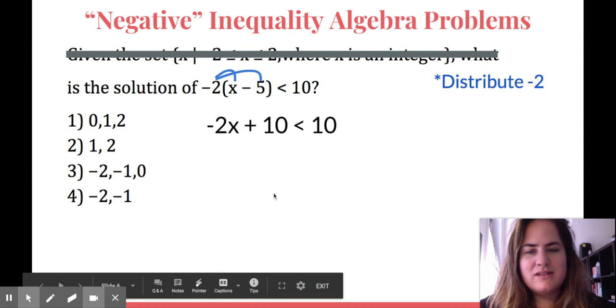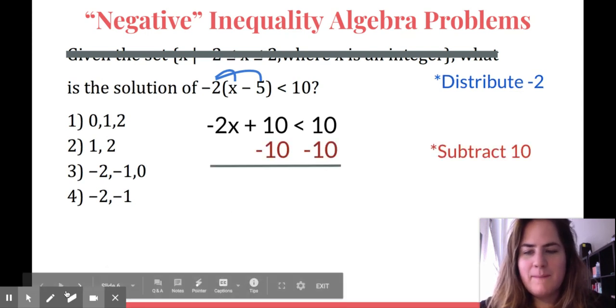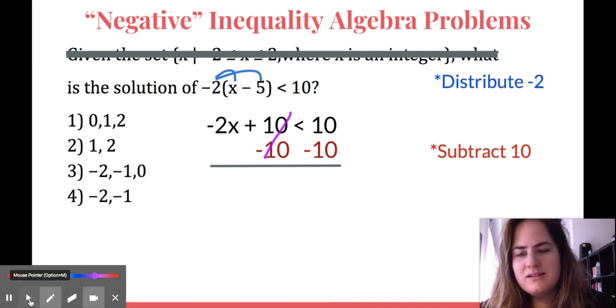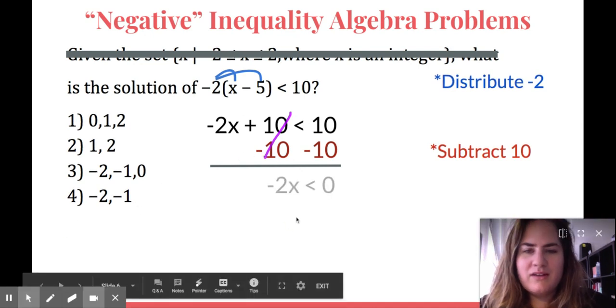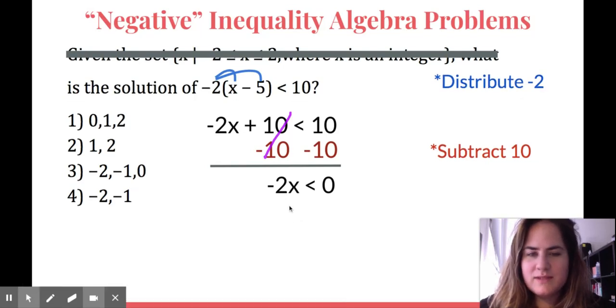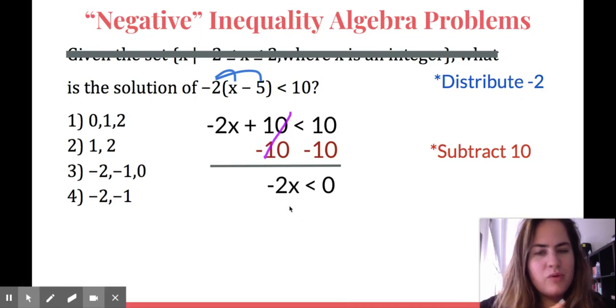Want to get x by itself. The opposite of plus 10 would be minus 10. So I subtract 10 on both sides, cancel out my opposites, and I bring everything down I didn't cancel. And I have negative 2 times x. The opposite of multiplying by negative 2 is dividing by negative 2.